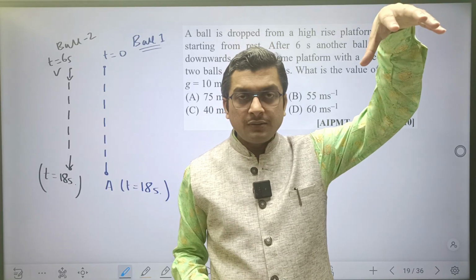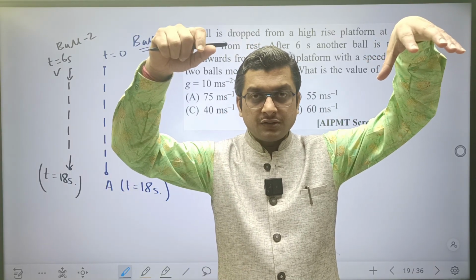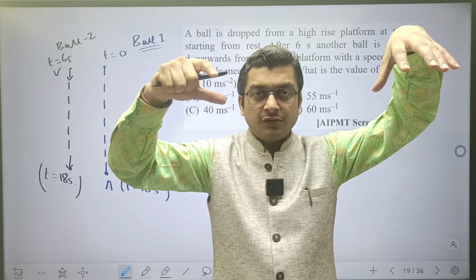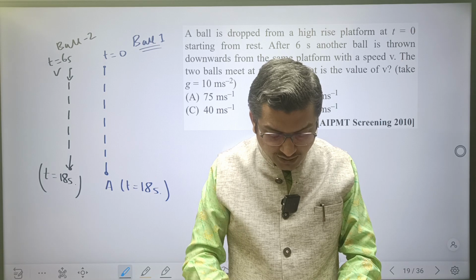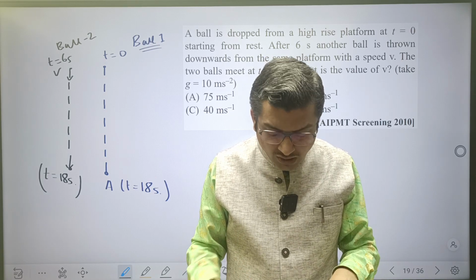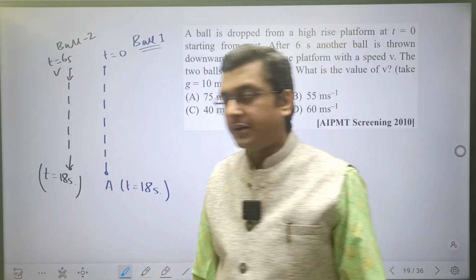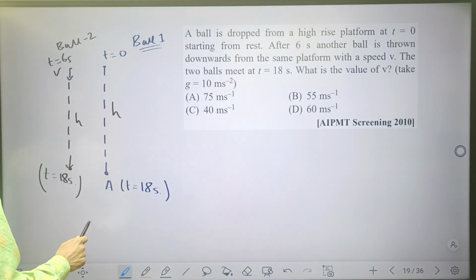One ball is being dropped at t equal to 0, and after 6 seconds, tick tick, 1 2 3 4 5 6, the second ball is thrown, and we observe that the two balls meet, or are at the same position, at time t equal to 18 seconds. So the height must be the same in the two cases.